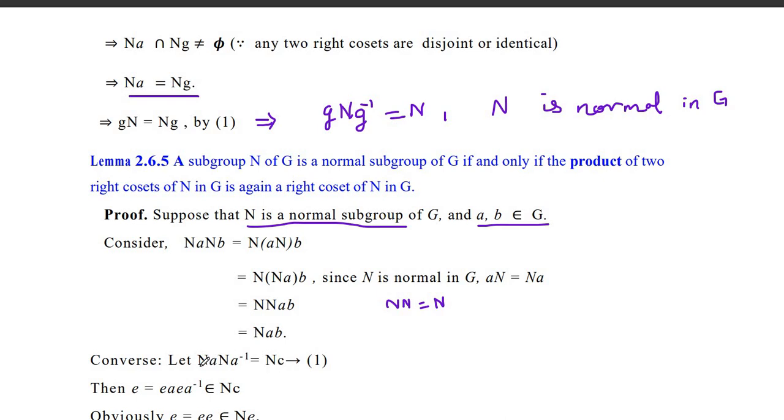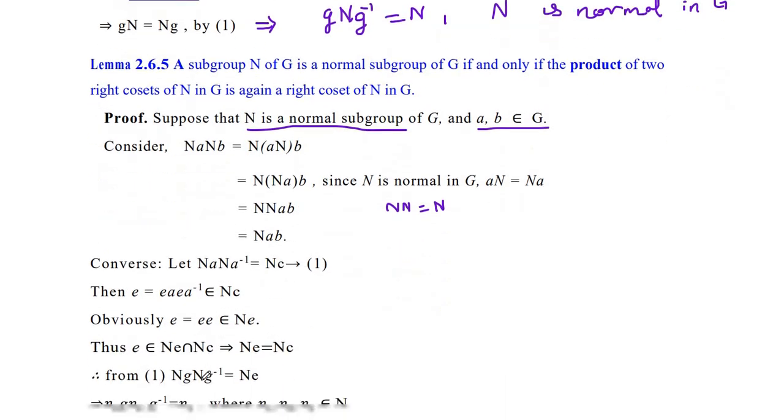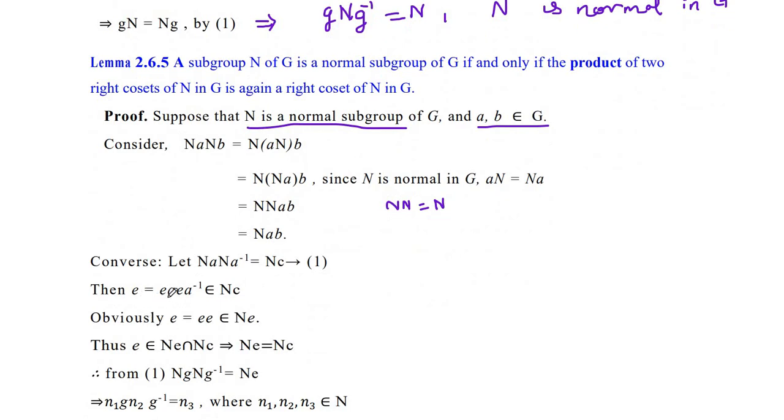So for that, instead of considering Na and Nb, we shall consider like this: Na inverse equals Nc. Name that as equation 1. Now you consider e, that can be rewritten in this way because aa inverse is the identity element. Because this is of this form, an element in this collection Na inverse is only of this form, so it has to be there in Na inverse, which is taken to be Nc. So you have e belonging to Nc. Now again rewrite your e as e into e, and that obviously belongs to Ne.